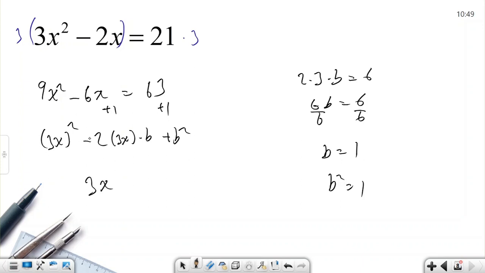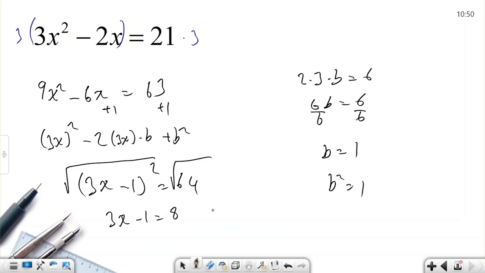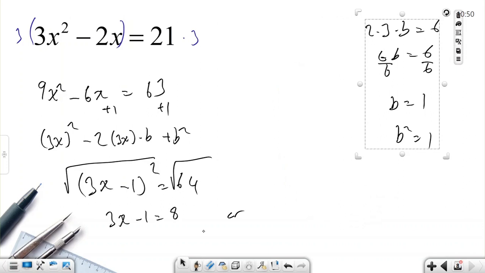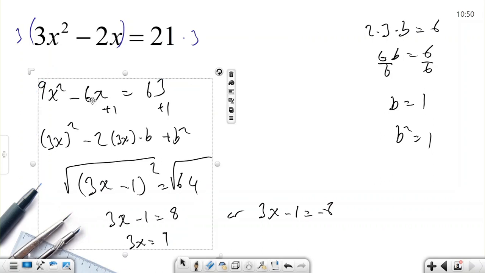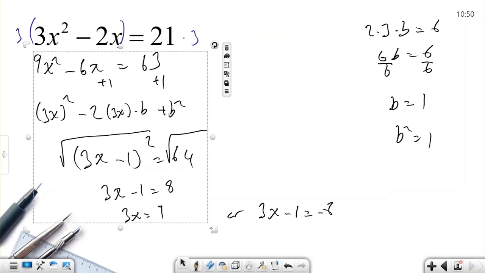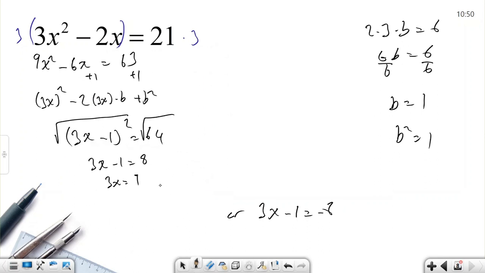So now it becomes (3x minus b) squared, what is b? 1. So (3x minus 1) squared equals 64. Use the square root. 3x minus 1 equals 8, or 3x minus 1 equals minus 8. Let's solve the first: 3x equals 9, divided by 3, x equals 3. That's the first one.